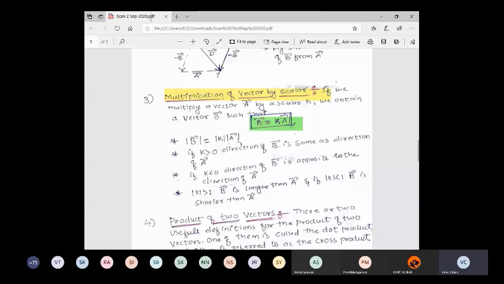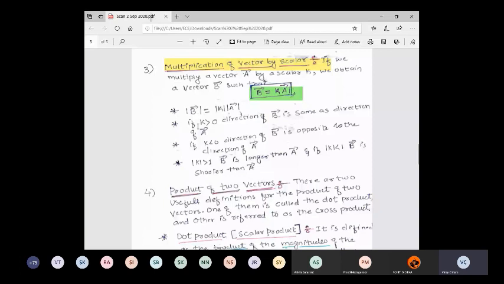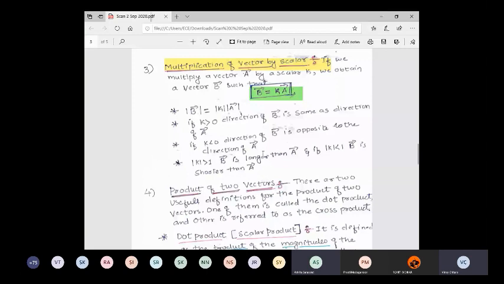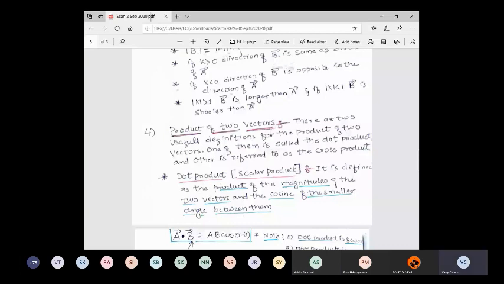If K is greater than 0, that is, positive, the direction of B will be the same as the direction of A. If K is less than 0, that is, negative, the direction of B is opposite to the direction of A. If the magnitude of K is greater than 1, the B vector will be longer than vector A, and if the magnitude of K is less than 1, the B vector is shorter than A. I hope this point is clear, right? Okay. Next we'll go for multiplication of vectors, that is, the product of two vectors.